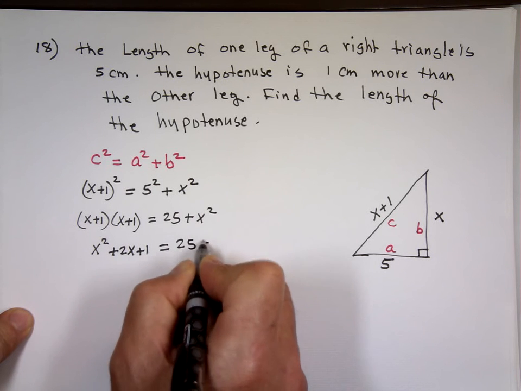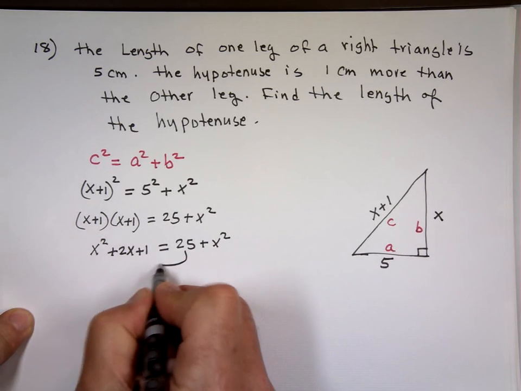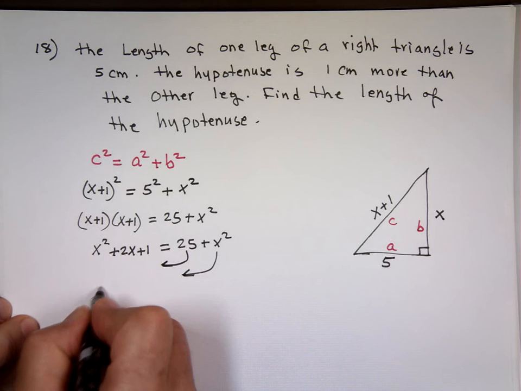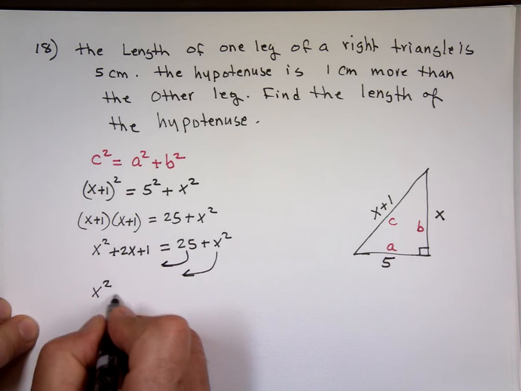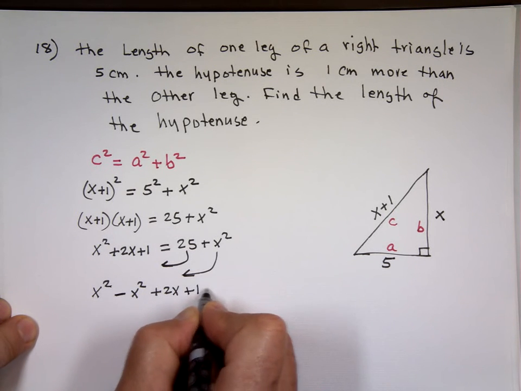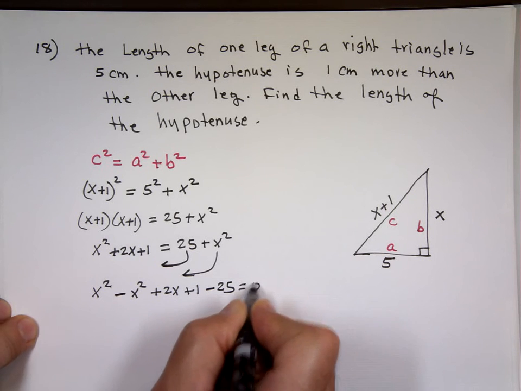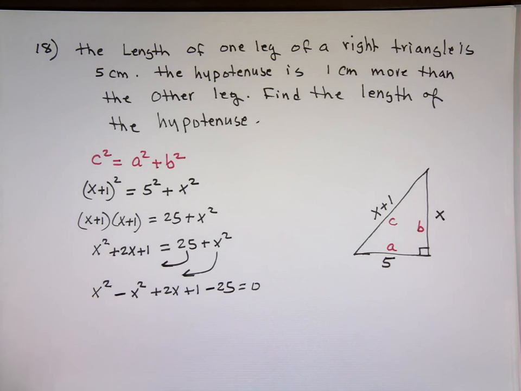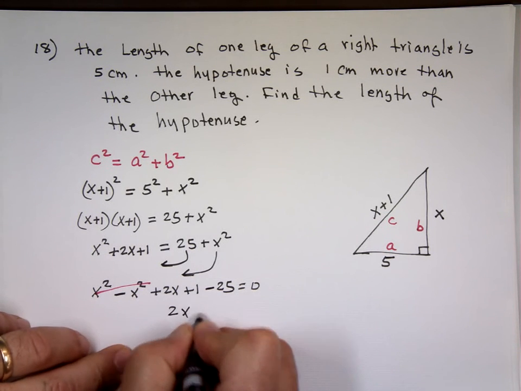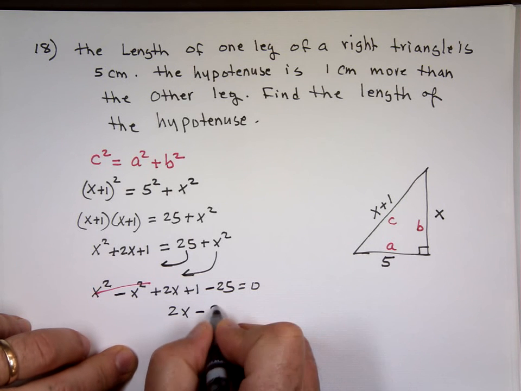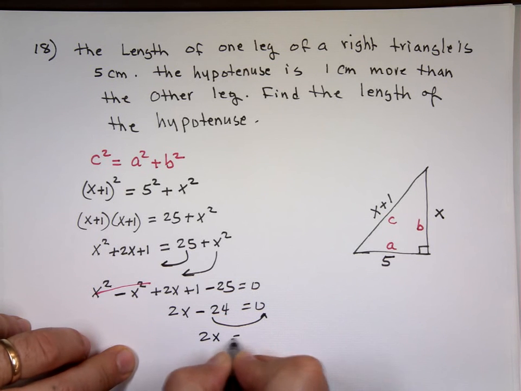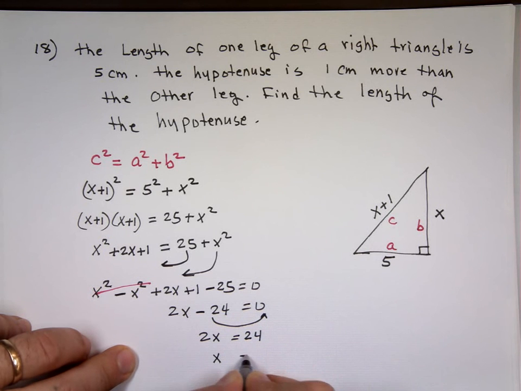Now that's a quadratic. I'm going to bring everything to one side and try to solve it. When I bring that x squared to this side, it becomes a minus x squared, plus the 2x plus the 1 minus the 25 is equal to 0. And notice what happened to the x squared. They will cancel each other out. I have 2x minus what? 24 is equal to 0. Move the negative 24 back there. 2x equals 24. X equals 24 divided by 2, which is 12.